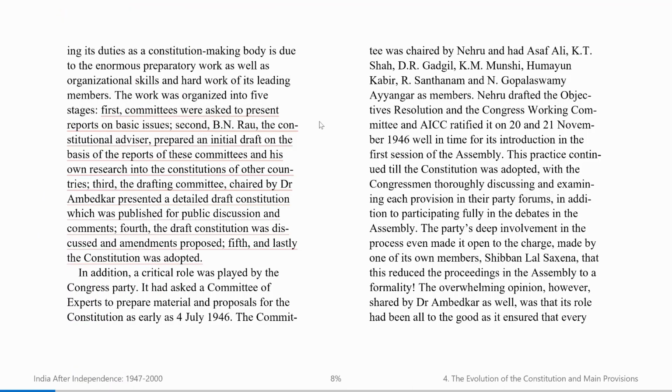There were other members of the drafting committee. There was N. Gopalaswamy Iyengar, A.K. Iyer, then we have K. Munshi, then we have B.L. Mitter. Then we have D.P. Khaitan, who died and was replaced by D.T. Krishnamachari during this. The first draft of the constitution was published in February 1948. And then there was a fourth stage in which discussion and debates took place on the constitution itself.